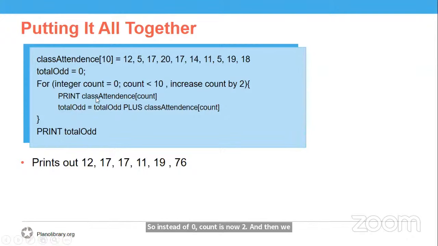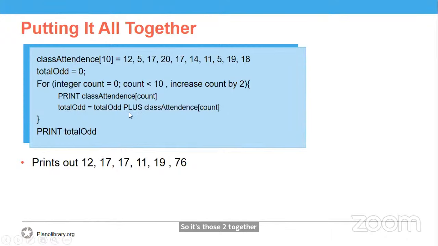And then we go through it again. Print class attendance 2, which is 17, which it prints. And then we had the odd total was 12 at the end of the last loop. So odd total equals that 12 that it used to be, plus the value at count 2, which is 17. So it's those two together.